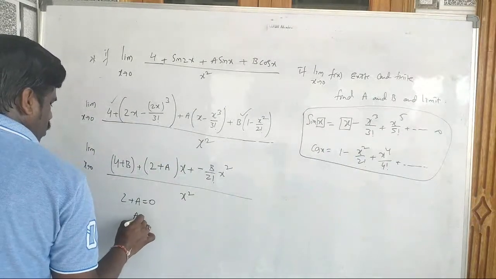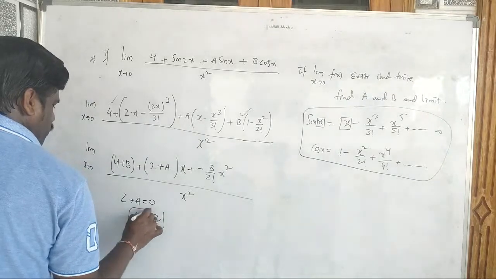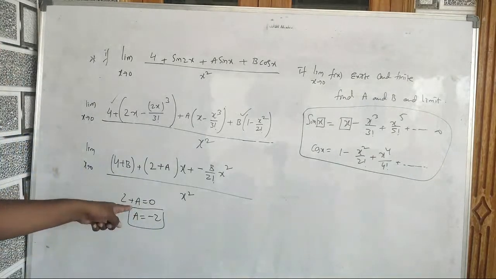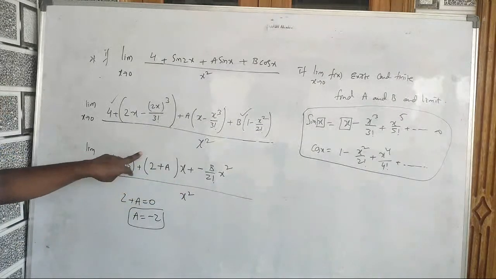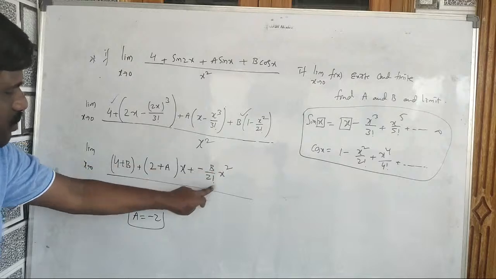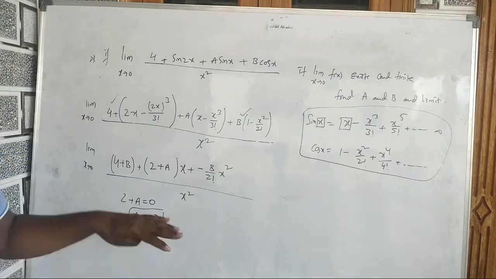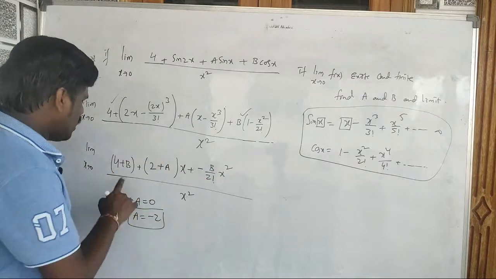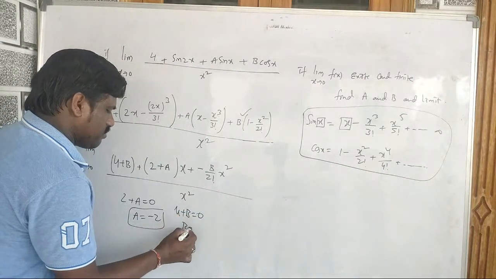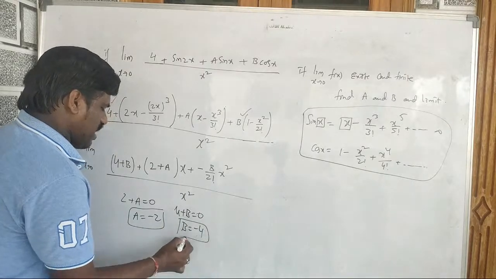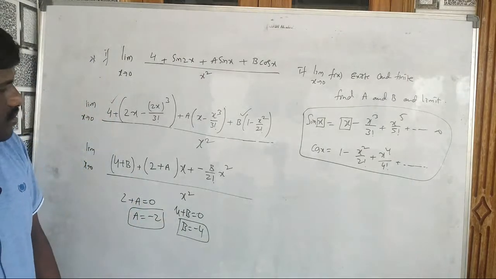So a equal to how much? Minus 2. Because all these things are going to become 0 or cancel. Only the x square term will be left, as in the previous questions. And here 4 plus b is equal to 0. It means b value is how much? Minus 4. So a value is minus 2, b value is minus 4.